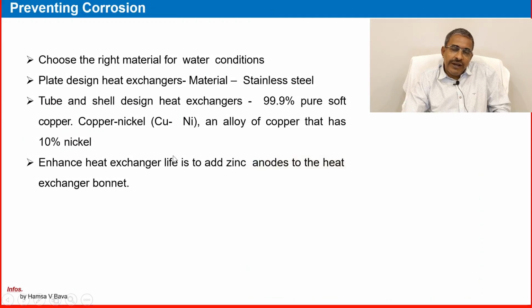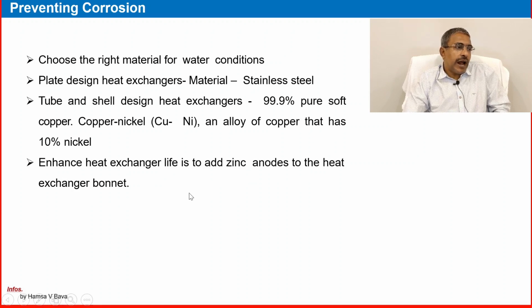So preventing corrosion, or minimizing corrosion, we can say better. Choose the right material for the water condition. Plate design heat exchanger: material stainless steel. Tube and shell design heat exchanger: 99% pure soft copper or copper nickel, or an alloy of copper that has 10% nickel. Enhance heat exchanger life by adding a zinc anode to the heat exchanger bonnet.